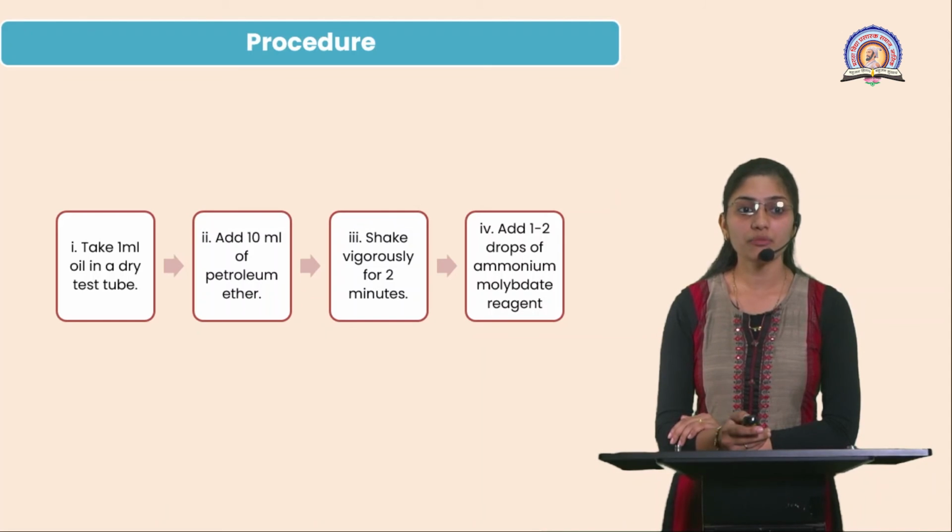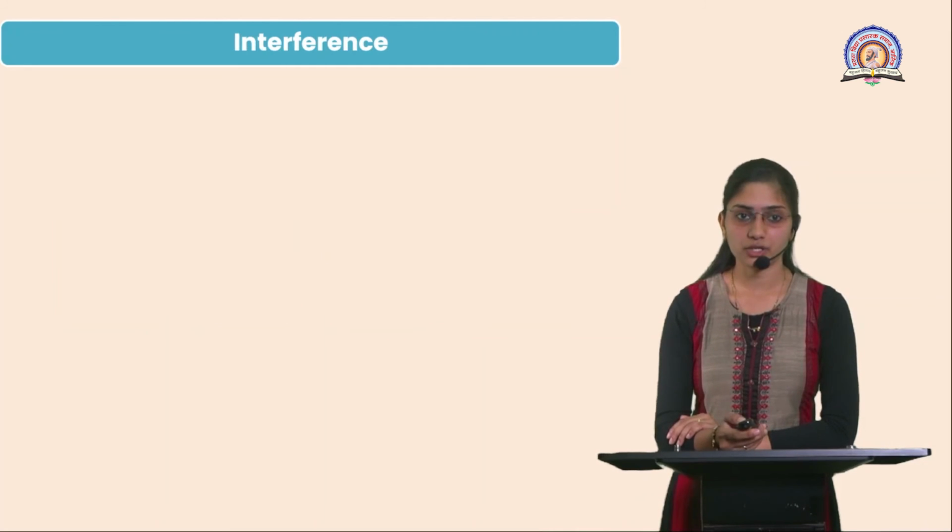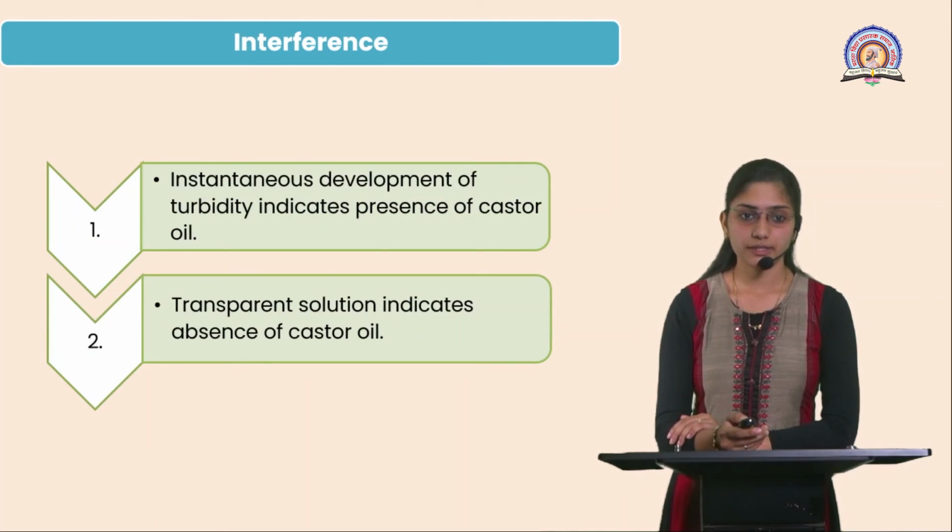Simple procedure is here. Take 1 ml of sample in a dry test tube. Add 10 ml of petroleum ether to that. Shake that test tube vigorously for 2 minutes. After 2 minutes, you have to add 1 to 2 drops of ammonium molybdate reagent. Now this is the result. Instantaneous development of turbidity indicates the presence of castor oil and a transparent solution indicates the absence of castor oil.